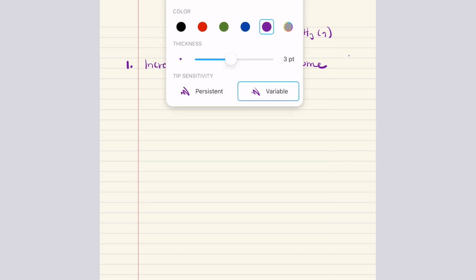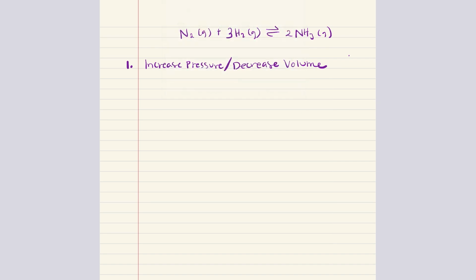So for example, if we're looking at our reaction here, when we increase the pressure, we're going to shift the equilibrium to the right, because in that direction, we produce fewer moles of gas. In the reactant side, we have 4 moles of gas total. On the product side, we have 2 moles of gas. So when we increase pressure, decrease volume, the system will shift in the direction of fewer moles of gas.